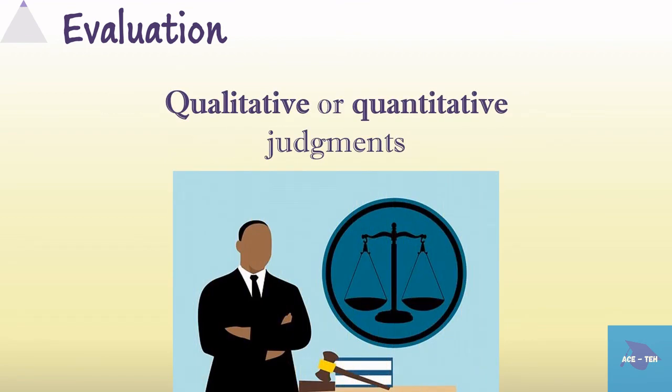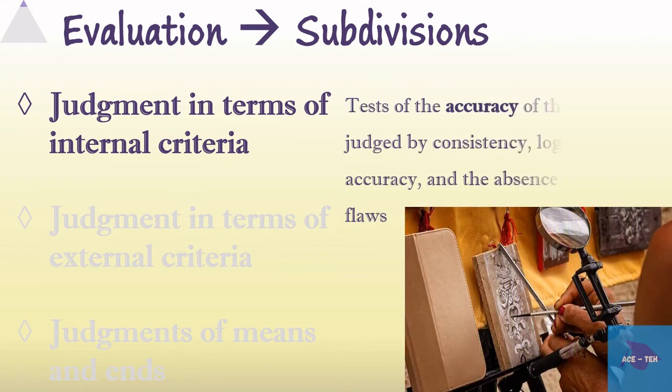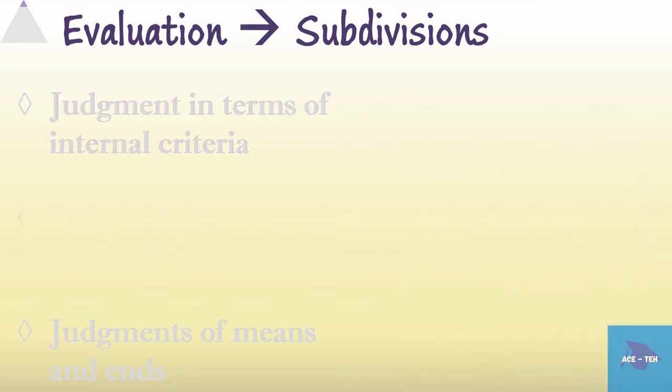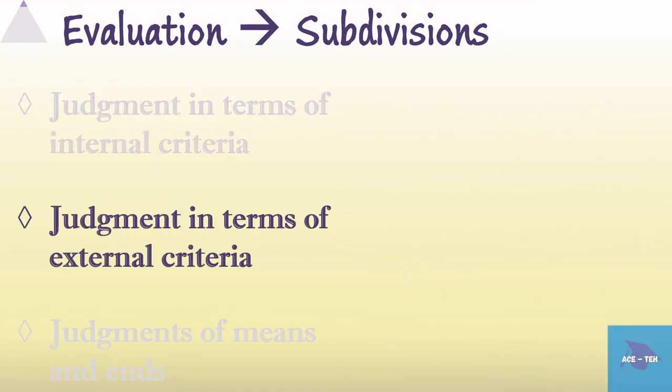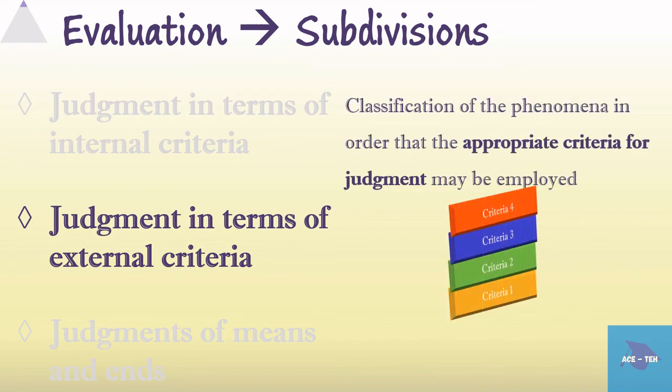Evaluation can be subdivided into, first, judgment in terms of internal criteria. Now, internal criteria is concerned with tests of the accuracy of the work as judged by consistency, logical accuracy, and the absence of flaws. The second one is judgment in terms of external criteria. Now, this type of evaluation involves the classification of the phenomena in order that the appropriate criteria for judgment may be employed. That means to find the correct method of judgment.